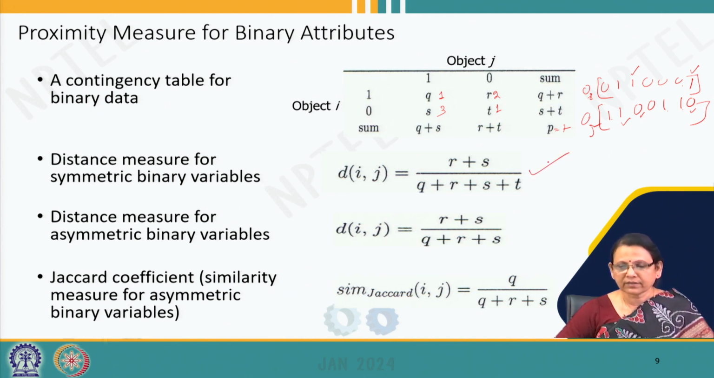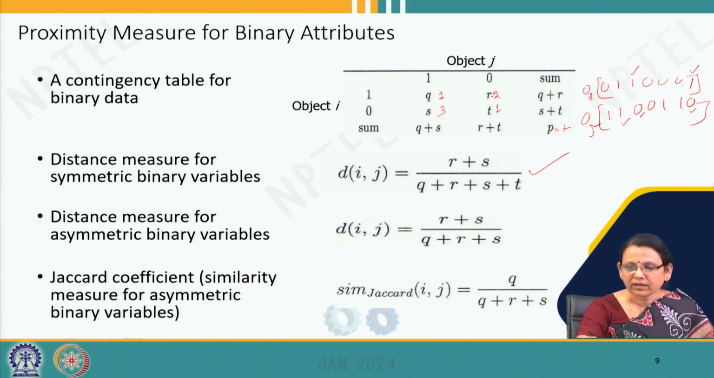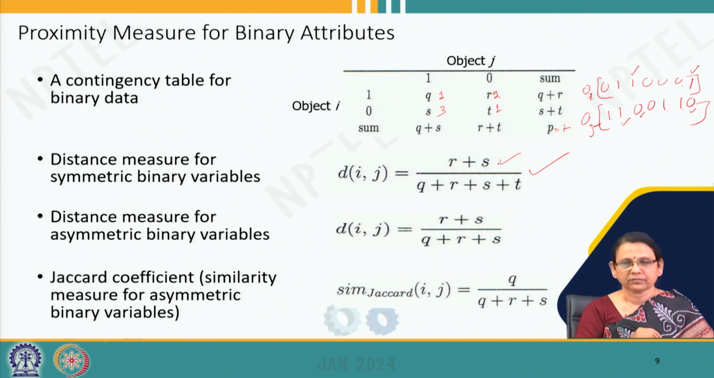R plus S, what is R? R and S are the places where they differ, and this is total P. In the case of an asymmetric variable, the places where they differ, but you have to mark here T is not included.